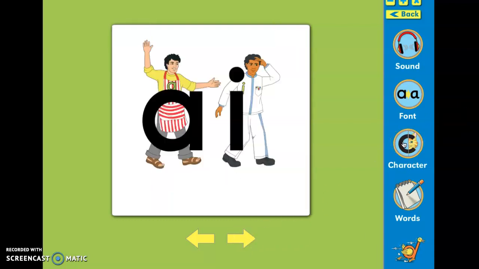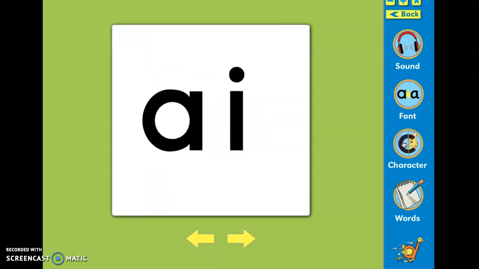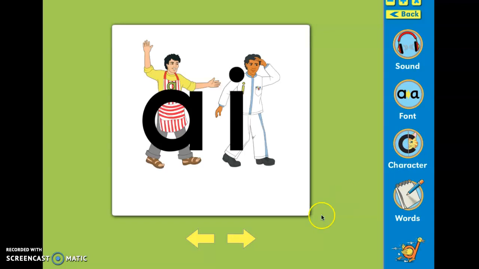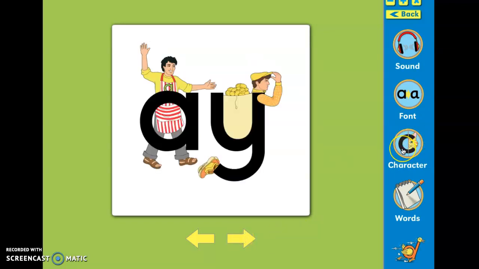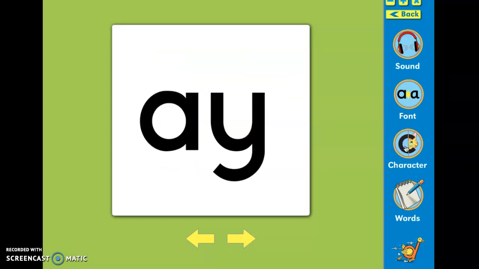Characters, Mr. A and Mr. I. Sound, A, spelling, A-I. Characters, Mr. A, Yellow Yo-Yo Man. Sound, A, spelling, A-Y.